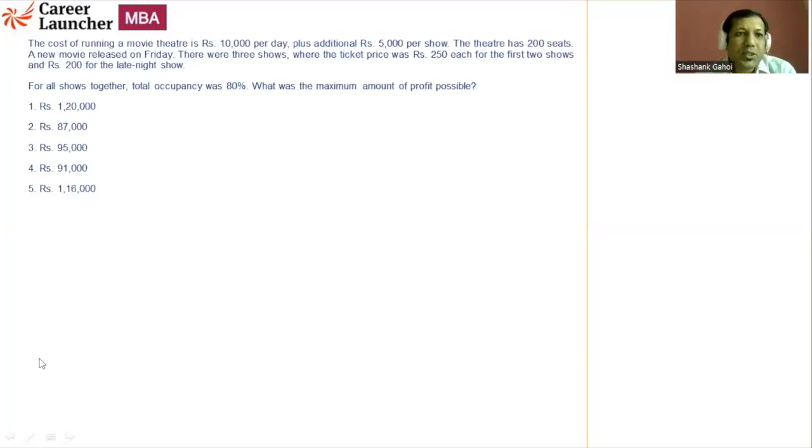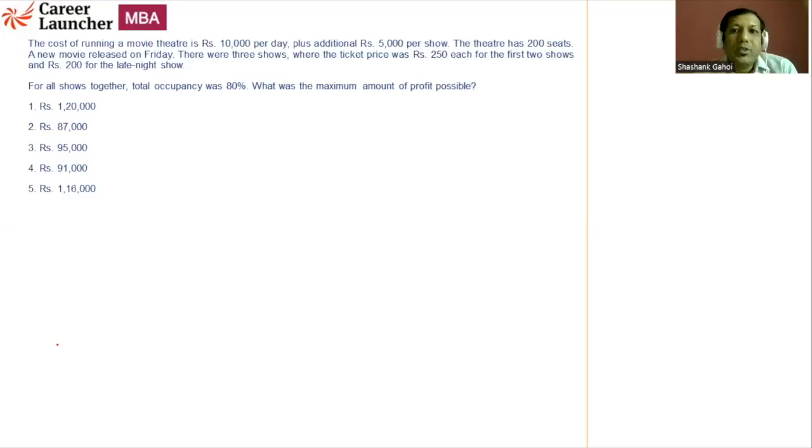Now let's see this question. What does it say? The cost of running a theater is 10,000 per day plus additional 5,000 rupees per show. Fair enough. The theater has 200 seats. A new movie is released on Friday, and there were 3 shows. Okay. Where the ticket price was 250 for the first 2 slots and 200 for late night show.